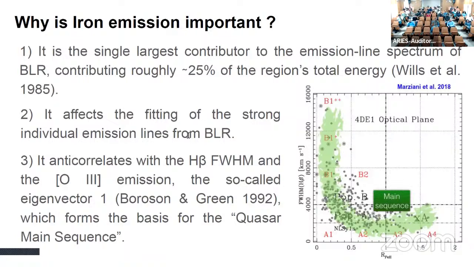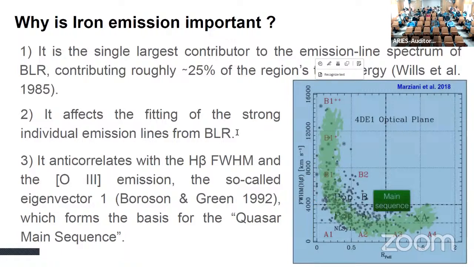Third thing is it anticorrelates with the H beta FWHM and the O3 emission, which is called the eigenvector, and that forms the basis for the quasar main sequence. This plot is the quasar main sequence, which basically divides the quasars into two categories: population B, this one, which has FWHM of H beta above 4,000 km per second, and population A, for which the FWHM of H beta is less than 4,000 km per second. And this has a physical basis because in population A, the H beta line profile has a different shape, like a Gaussian, and for population B, the H beta line profile is Lorentzian.